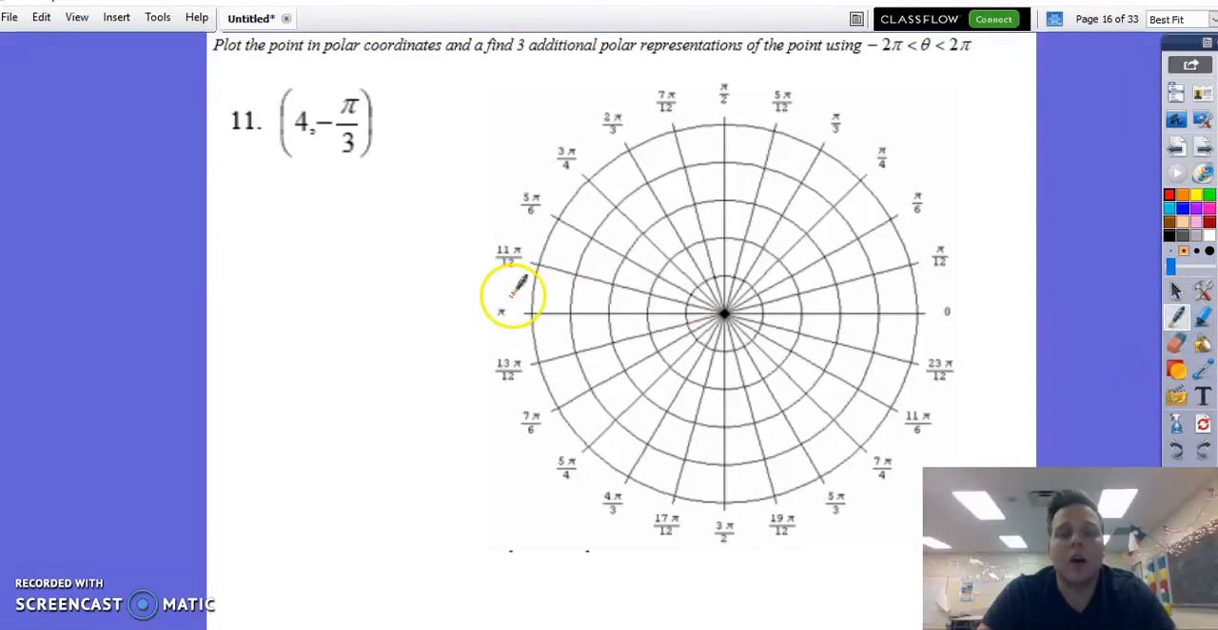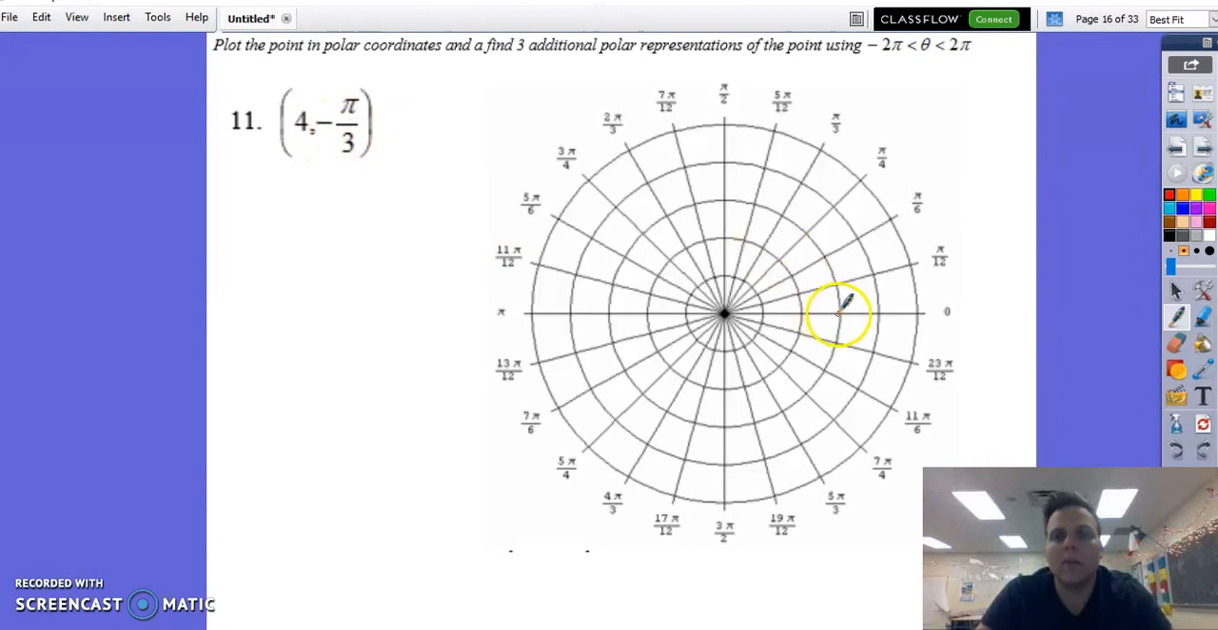Alright, so we're going to start now on number 11. It says plot the point in polar coordinates and find 3 additional polar representations of the point using theta between negative 2 pi and 2 pi. So, we have 4, negative pi over 3. First, my recommendation is that you just plot this, and then think about those 3 other points in reference to plotting it, okay? So 4, negative pi over 3.